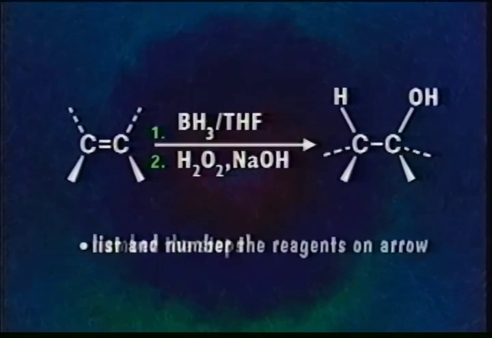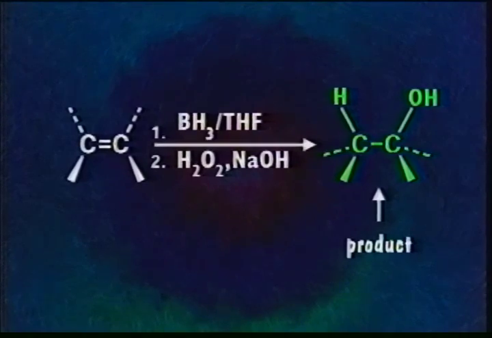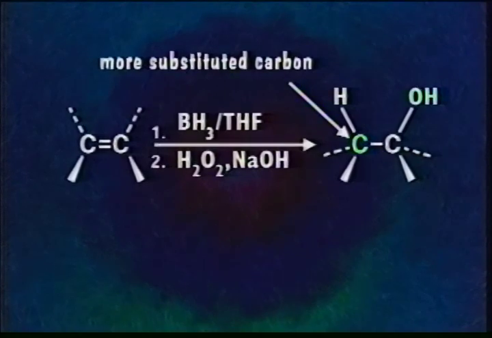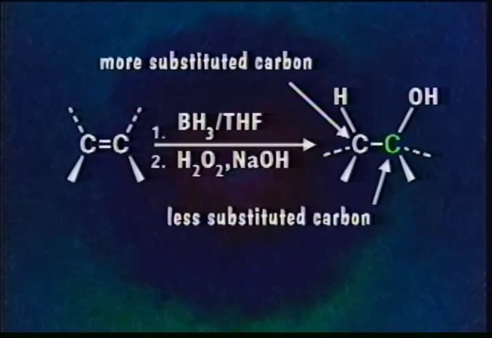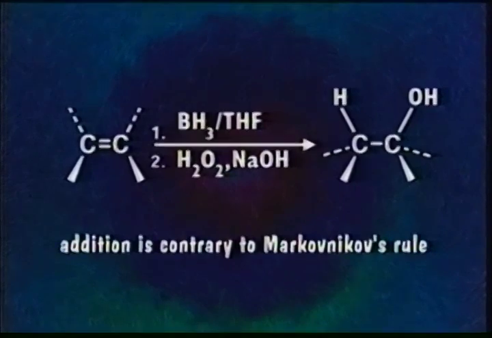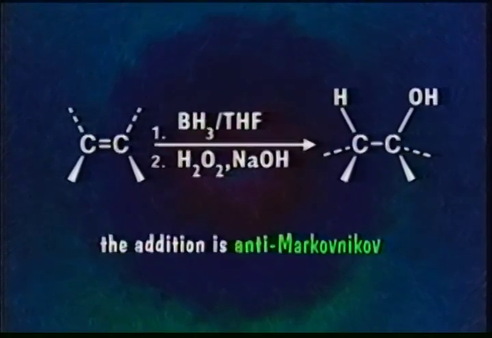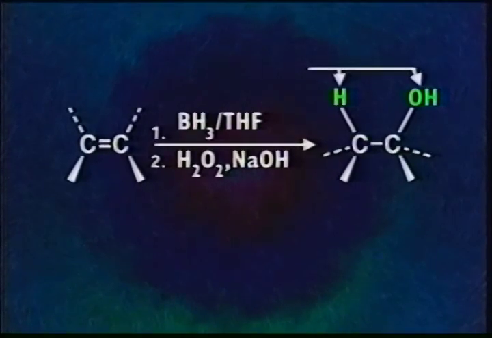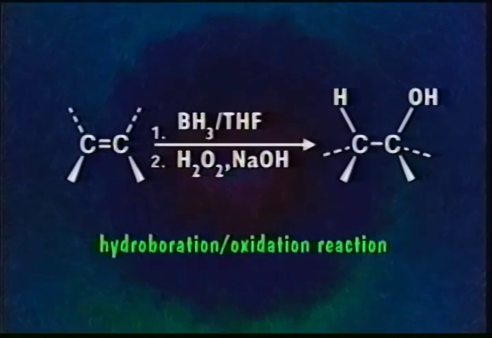So, once we've got all the reagents listed and numbered on the arrow, we put the product on the right side of the arrow. The product just has a hydrogen on one carbon and an OH group on an adjacent carbon. But remember, the hydrogen is on the more substituted carbon and the OH group is on the less substituted carbon. So the addition is contrary to Markovnikov's rule, or, as we say, anti-Markovnikov. And remember, the H and the OH undergo syn addition and are cis to each other. And this is what the overall hydroboration oxidation reaction looks like.